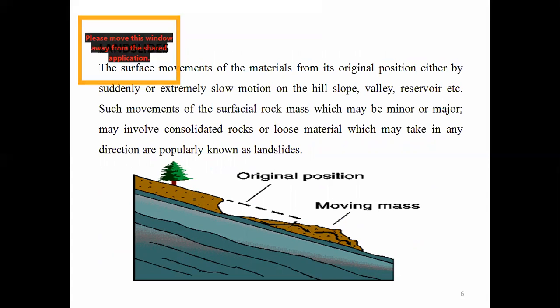Landslides. What is meant by a landslide? A landslide is a slow or sudden downhill movement of slope-forming rock and soil material under the force of gravity.